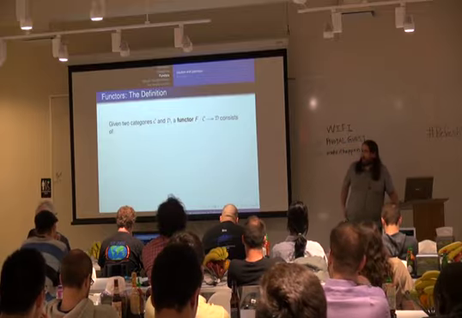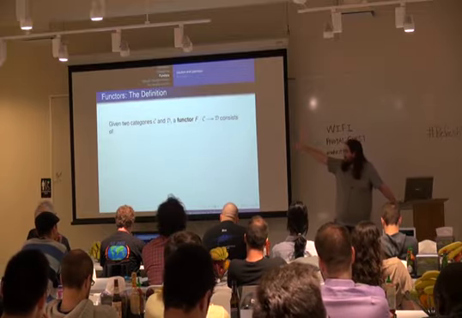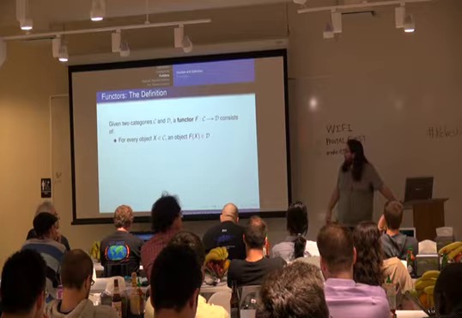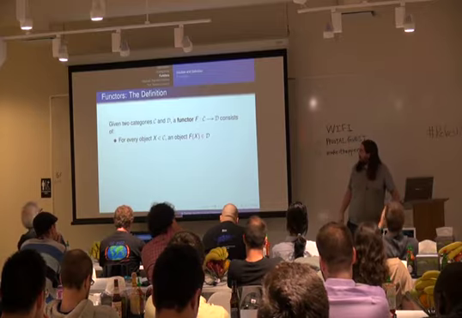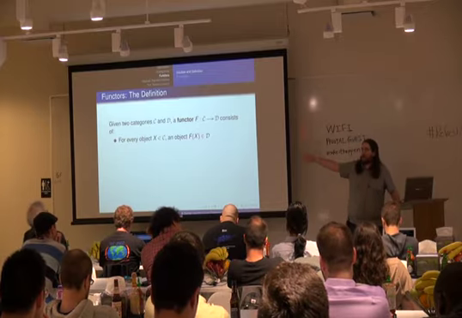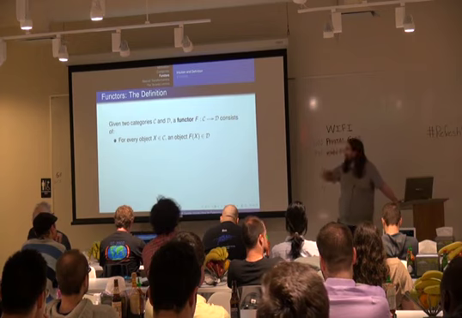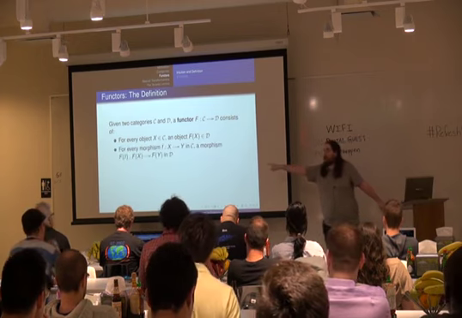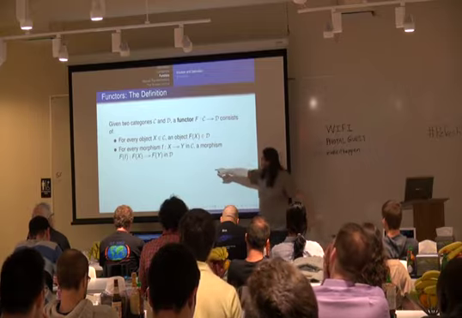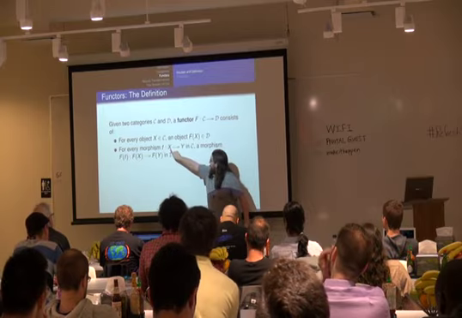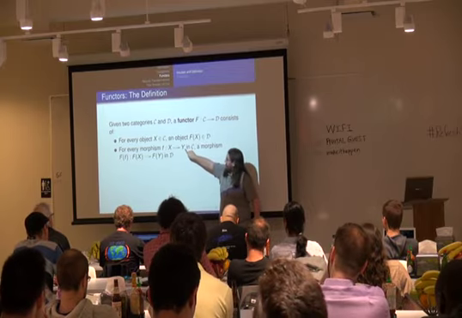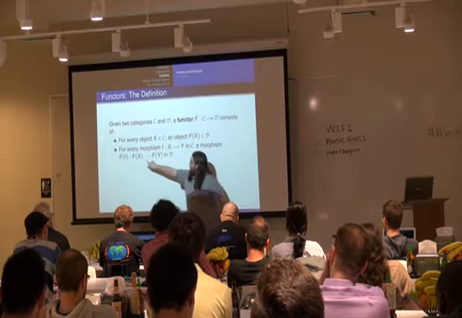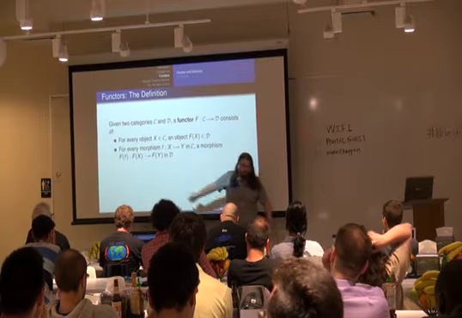Given any two categories, I can define a functor as a map from C to D, and here's what it does. Given an object in C, I get an object in D. Given a morphism in C, I get a morphism in D. And furthermore, if the morphism goes from X to Y, the new morphism goes from f of X to f of Y.